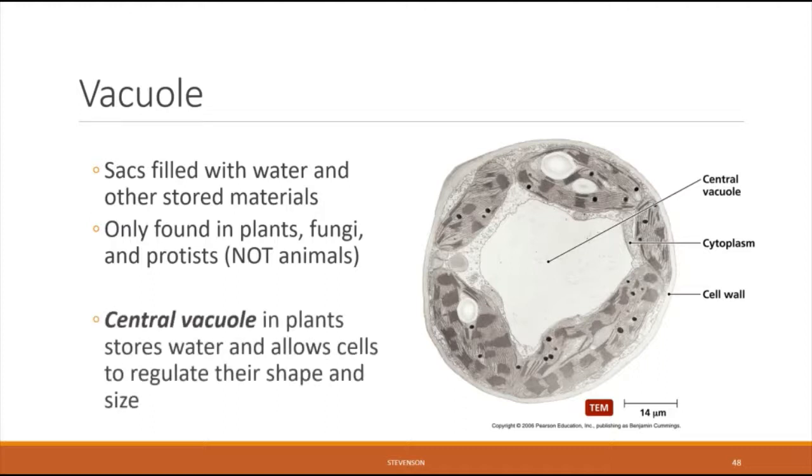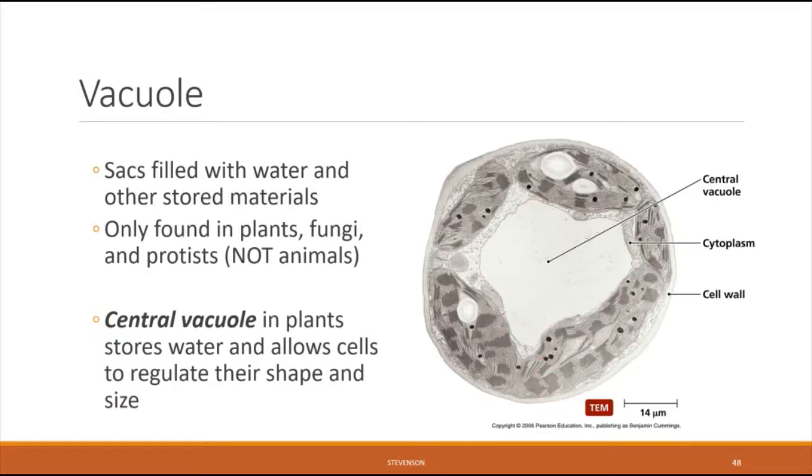The central vacuole is the specific type of vacuole found in plant cells, which is called the central vacuole because it is so large. It is responsible for storing large amounts of water, which allows plant cells to regulate their shape, size, and water content. And in this microscopy image right here of a plant cell, the central vacuole is this giant space inside of here that looks like it's full of nothing, but actually it's full of water.